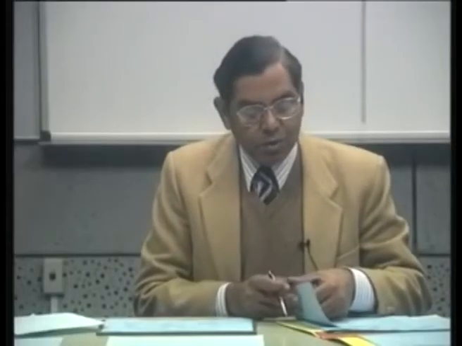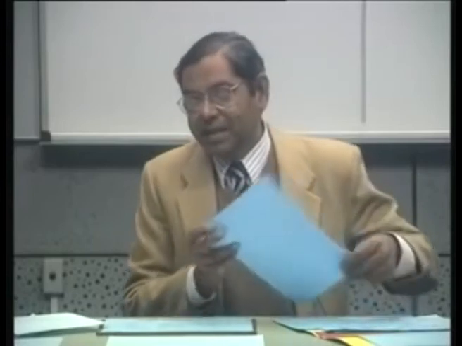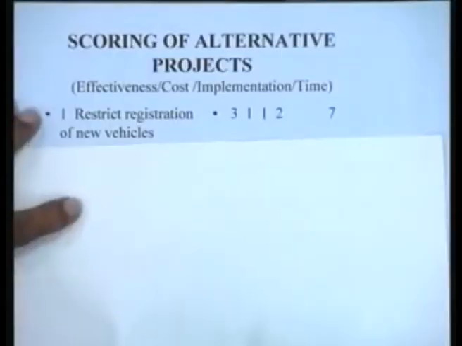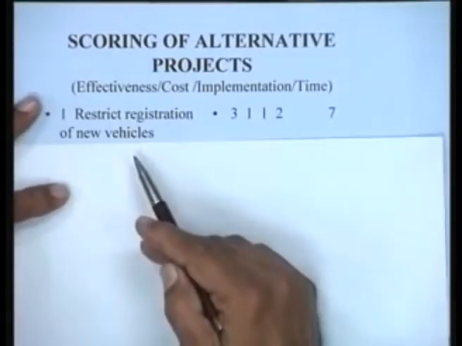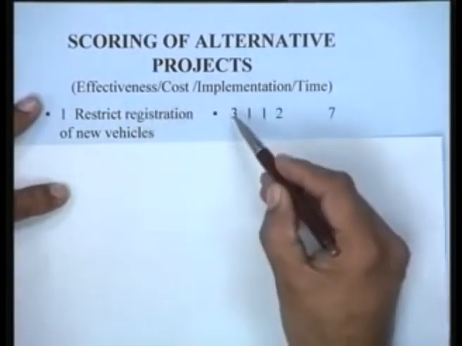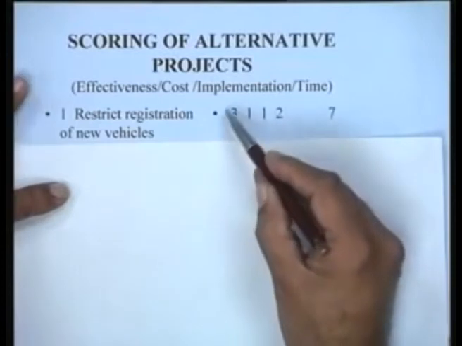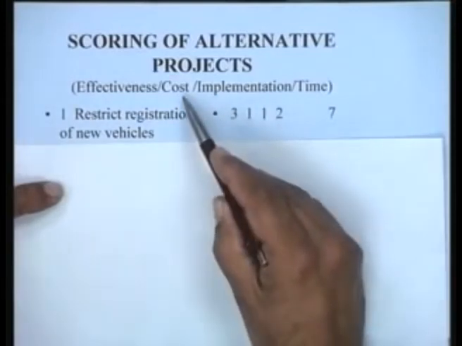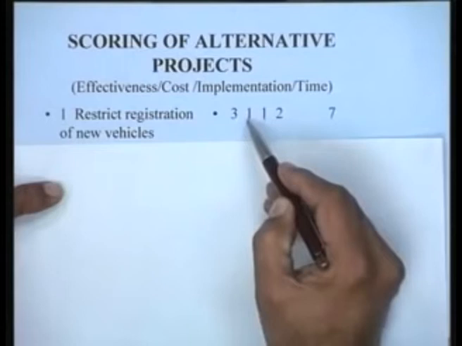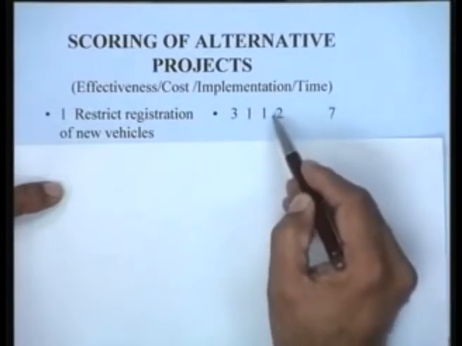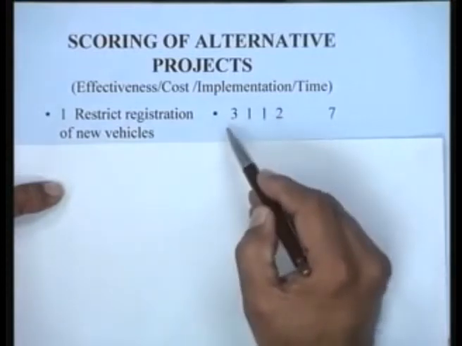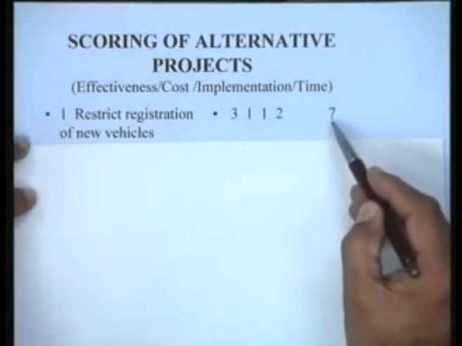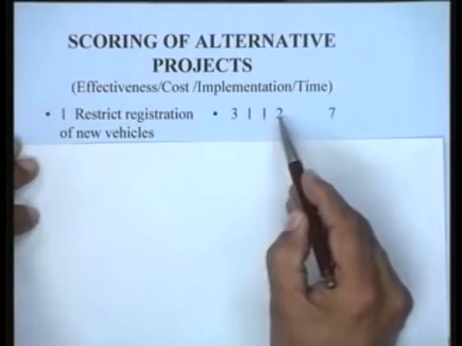Based on this, we would then like to do the scoring of the alternative projects. Let's see that. What can be done is, say, take the first project, which is restrict registration of new vehicles. Effectiveness, we feel that it's going to be quite effective, very effective in fact. So we give 3 marks on that front. And as far as cost and implementation are concerned, we feel it's going to be very costly and difficult to implement. So we give only 1 here. And as far as the time is concerned, we think it's going to be fair, so we give 2 marks. And assuming that all these criteria are equally important to the decision maker, the total score for this project is 7, right? 3 plus 1 plus 1 plus 2.